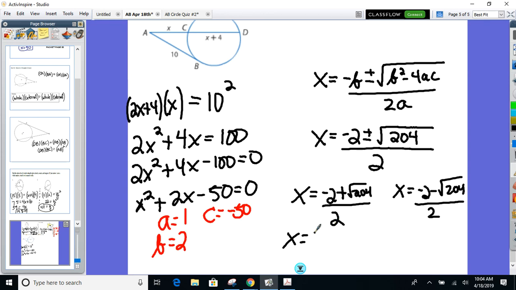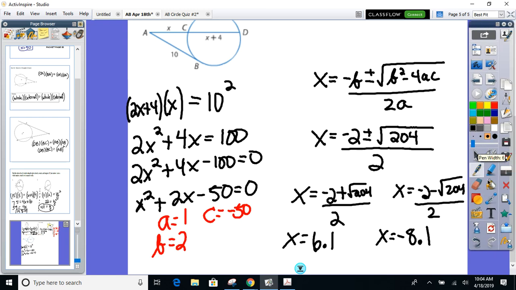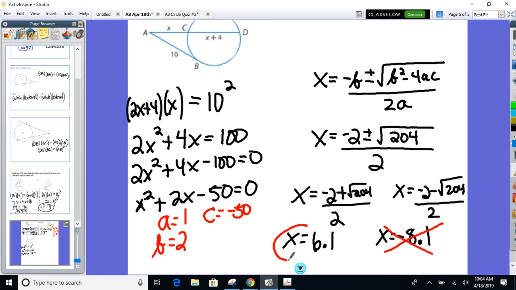All right, so just check my work too. I'm getting 6.1 as one answer. And over here, I'm getting negative 8.1. You want to discuss any of it? Because I can't be done here. Claudia? I can't have a negative length, right? Cannot have a negative length in my diagram, so that's gone. So I'm leaving it as 6.1.